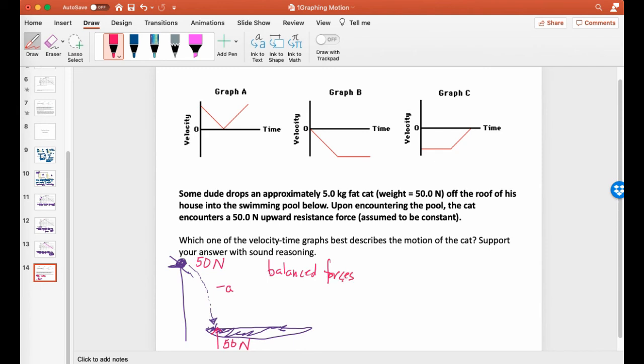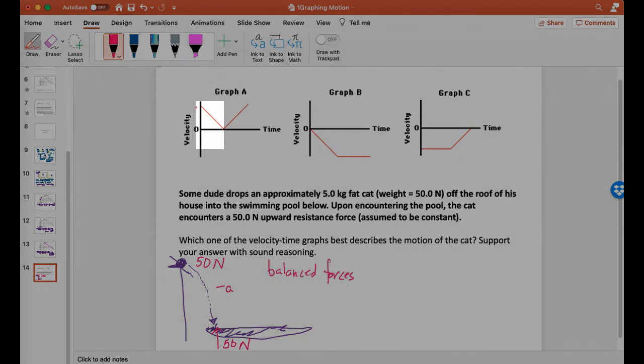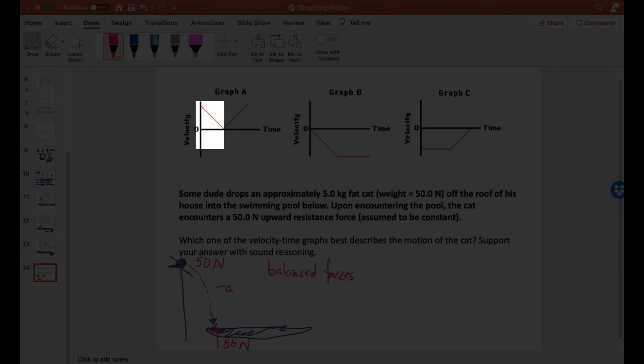If there's balanced forces, that means when the cat hits the water, that cat stops. It literally just stops. It doesn't bounce. It just stops. So now let's think about this. If this cat is accelerating downward, then it's going to exhibit a negative velocity. All right, well, right here, this is a negative velocity.